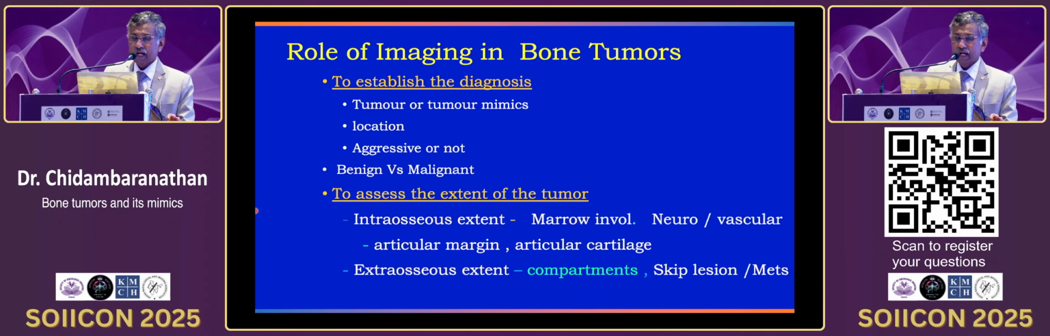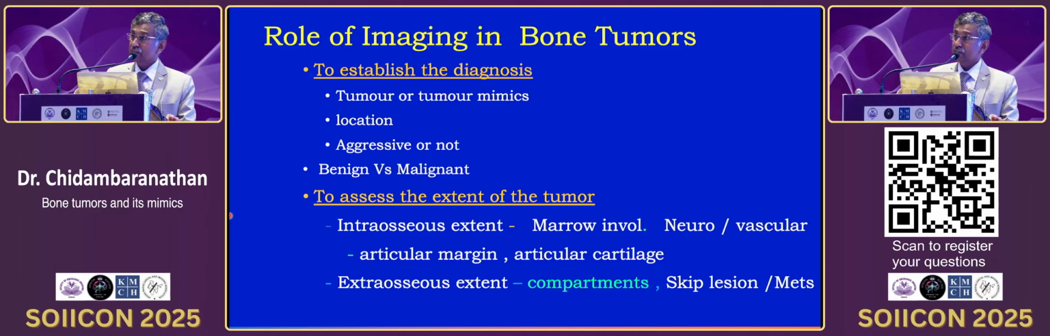Two very important aspects are to assess the extent. How much intraosseous involvement is there? Is there marrow involvement, and how much extension to the bony component, that is trabecular involvement as well as cortex? Another important thing is neurovascular involvement, and the articular margin and articular cartilage involvement. These are all our imaging roles.